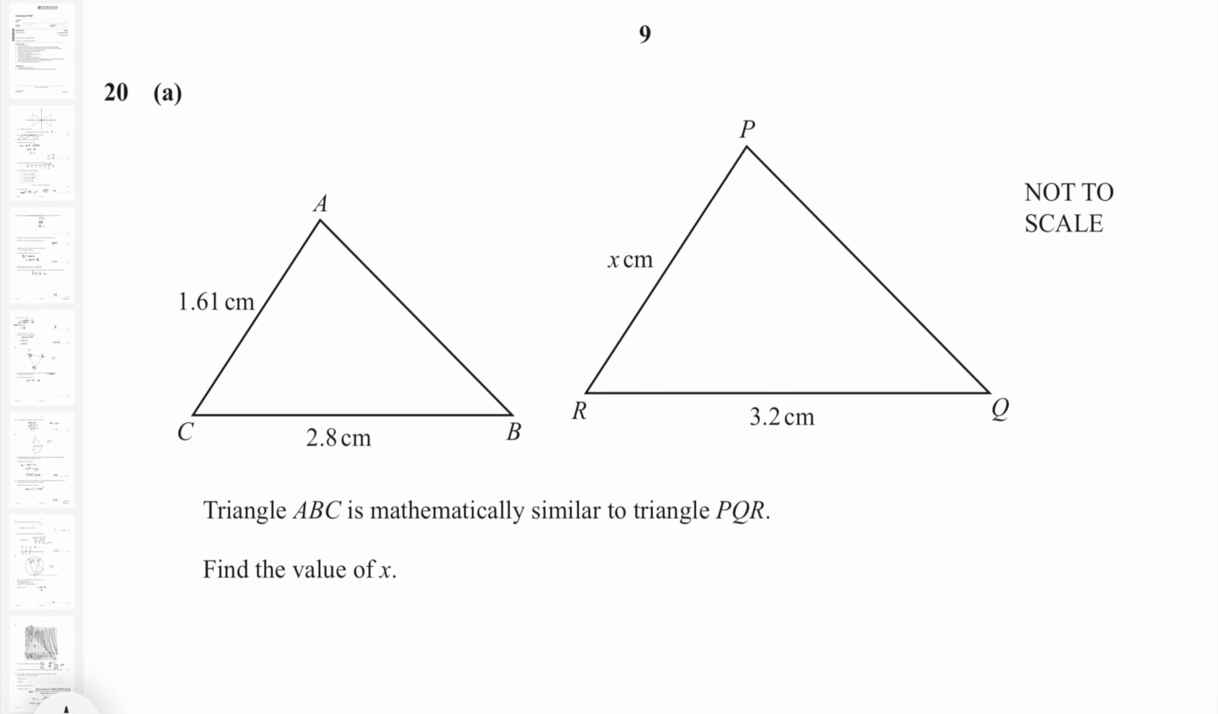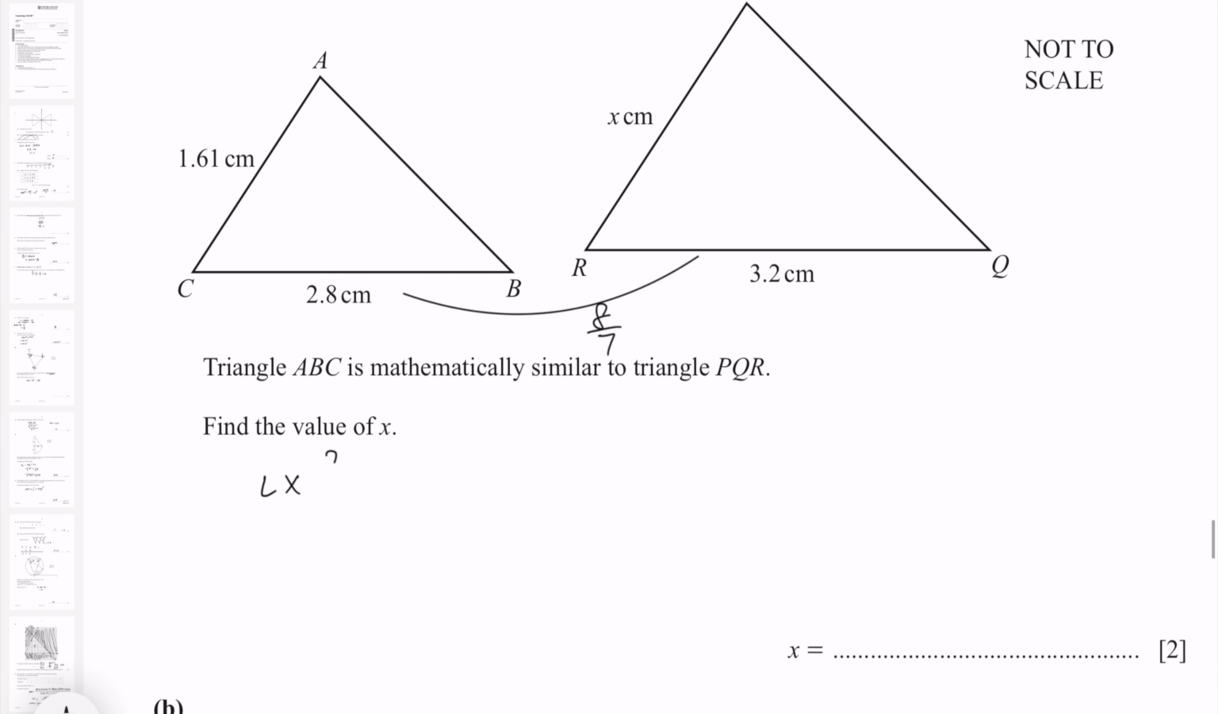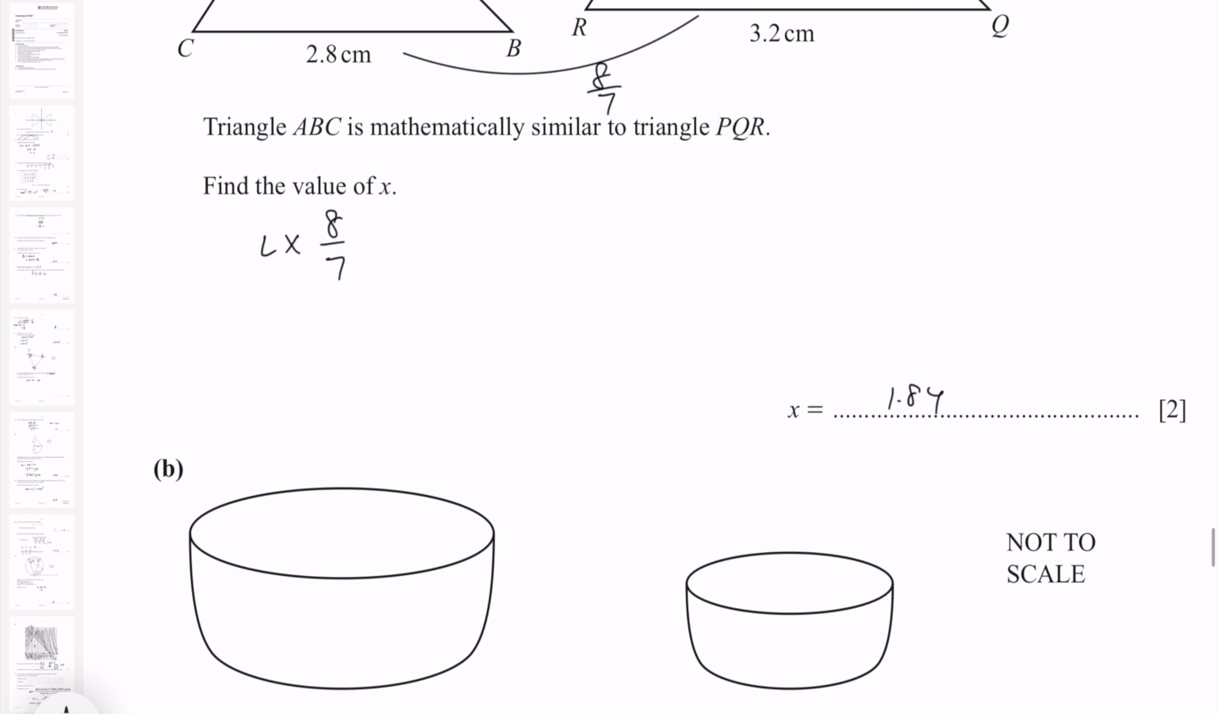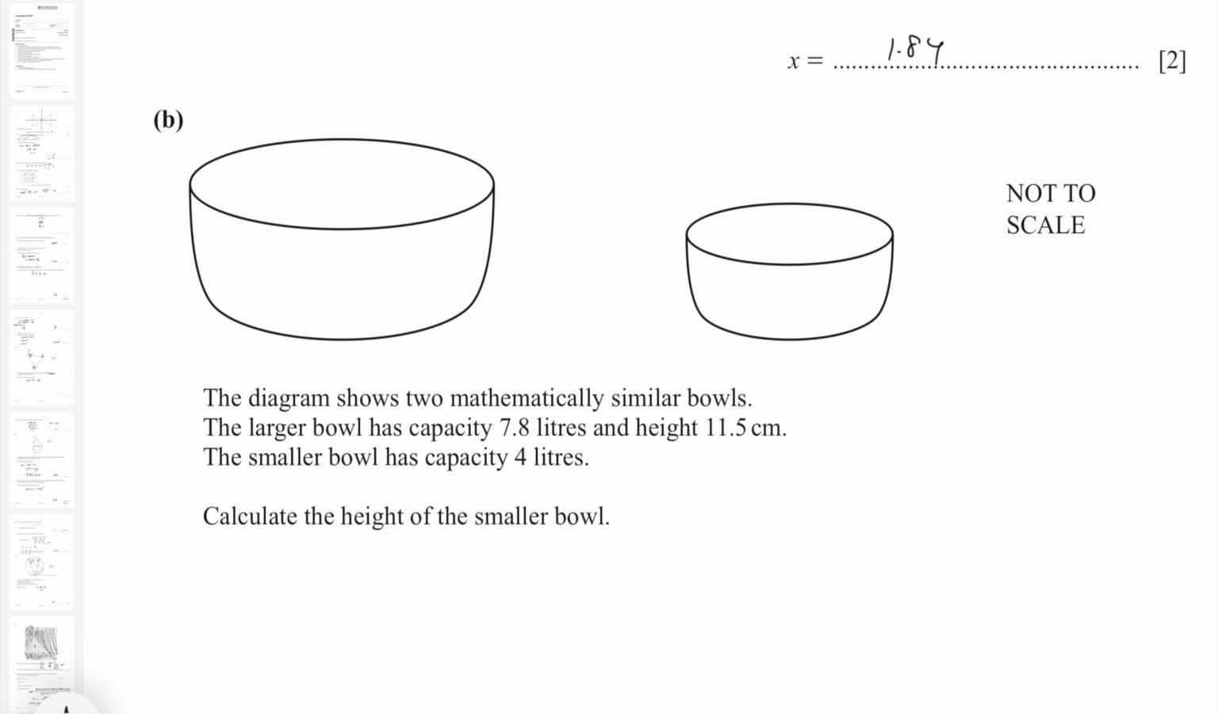Mathematically similar. Okay, so we have two similar triangles. 3.2 divided by 2.8. That's how many times bigger they are. They are 8/7 bigger. So for you to get from here to here, it's 8/7. So the length will times 8/7, which means the area. Do I need the area? No, I'm not getting the area. For me to get that, I just have to multiply by that same ratio. So it's 1.84. Yep, that's it.